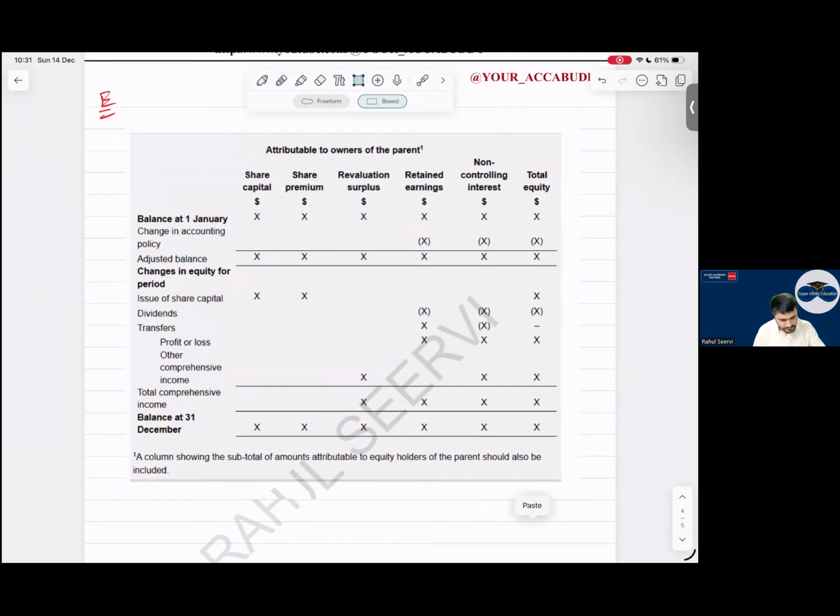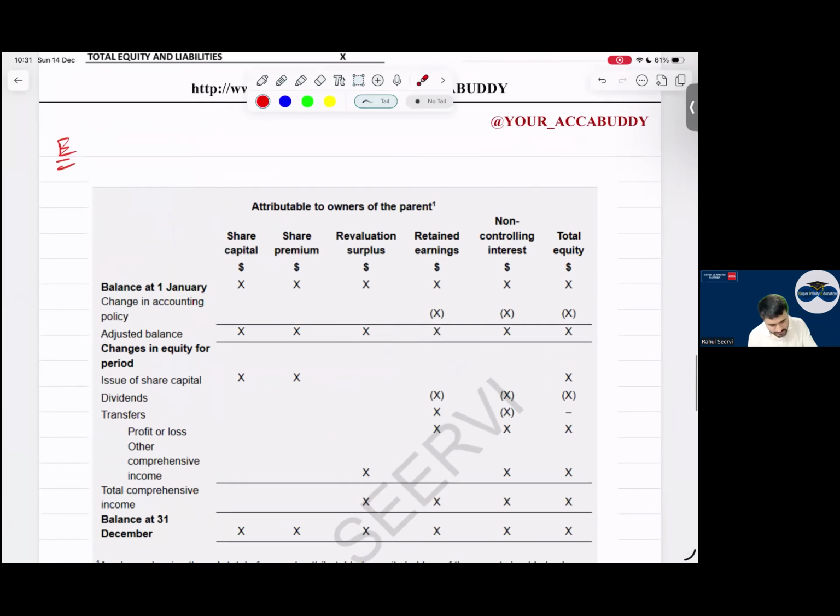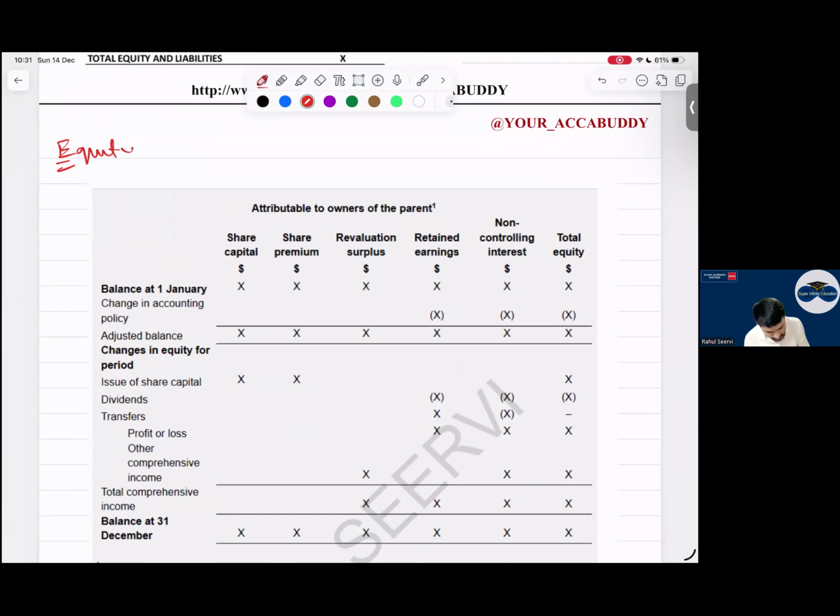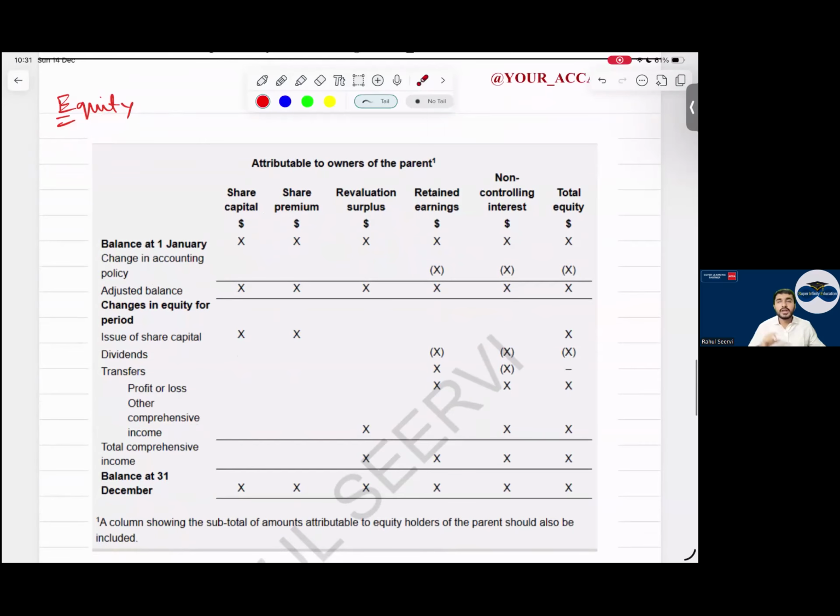Can you see the format of changes in equity? In equity, what we have learned: share capital, share premium, revaluation surplus, retained earnings, non-controlling interest. We will understand everything. But what did I mention? Basic is what? Changes in equity means what? Sir, opening balance was that, closing balance was that. Whenever there is a movement in opening and closing, we should show it to the stakeholders so that they get to know what the changes are.